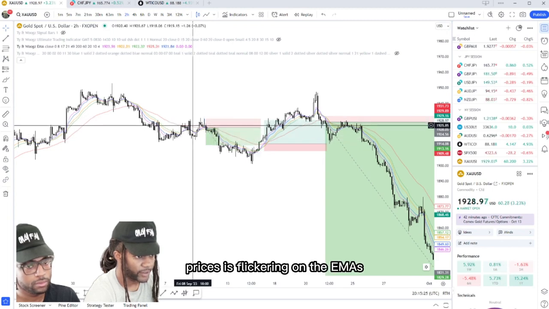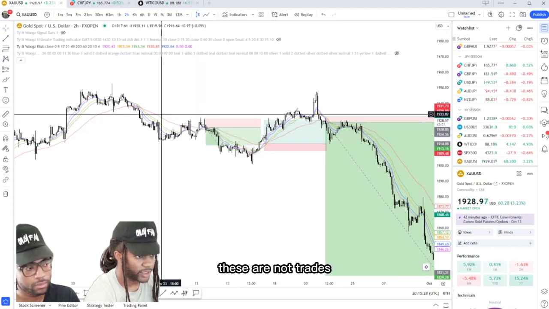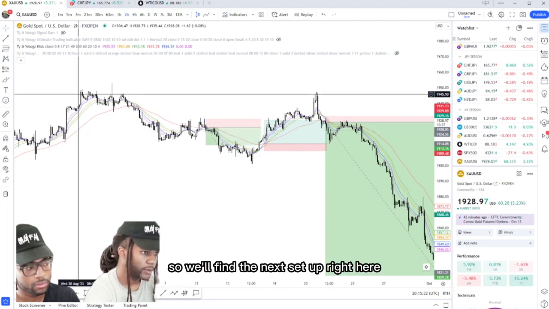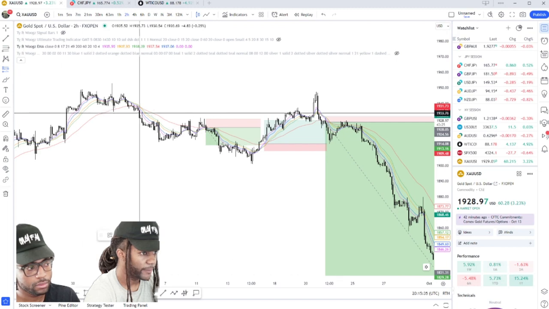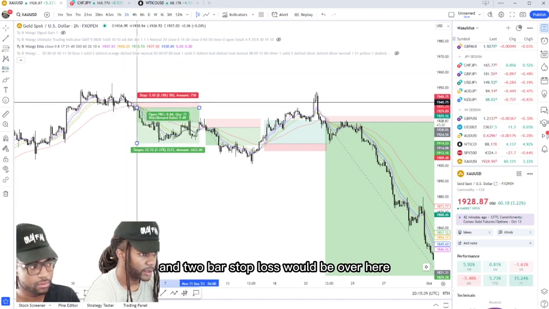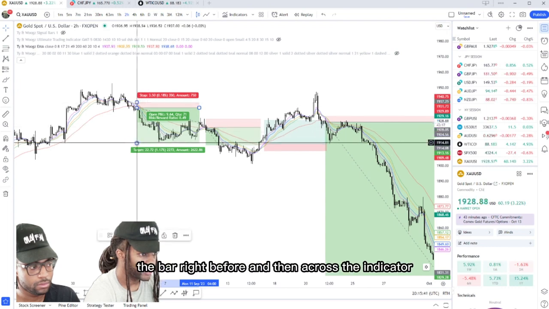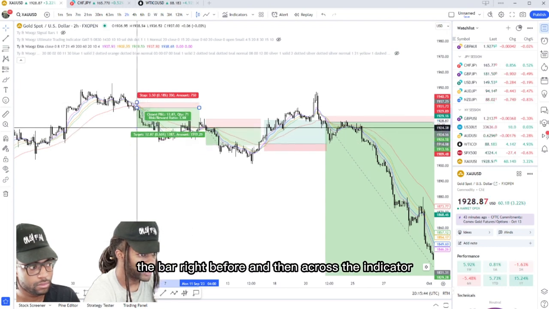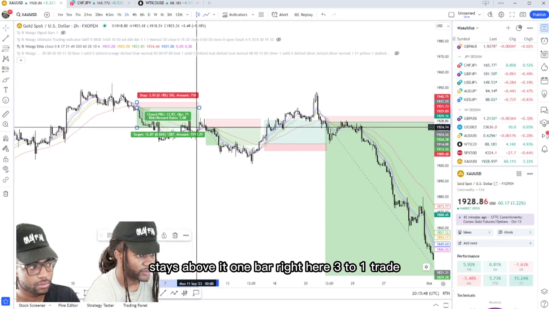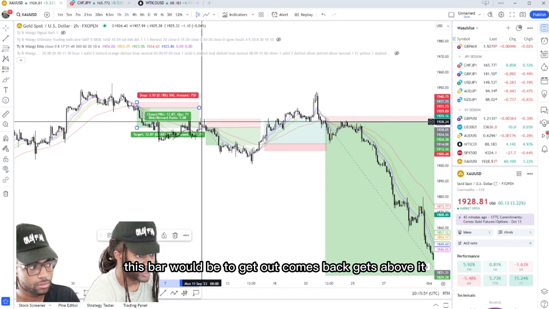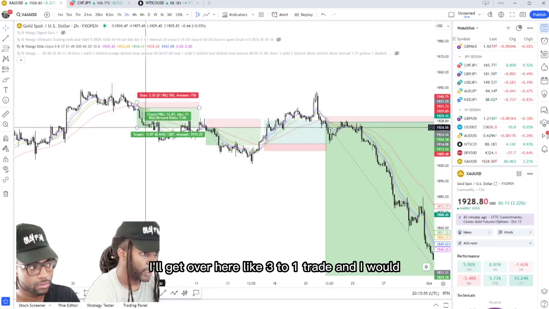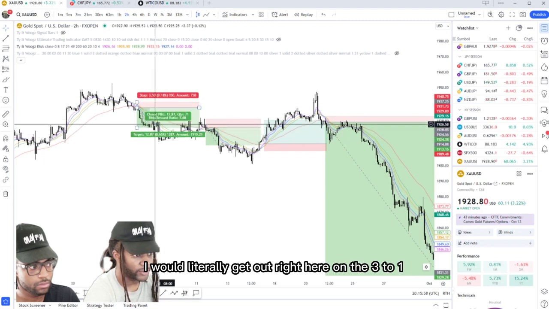Right here, price is just flickering on the EMAs. These are not trades. Price has to be below and close below it with 2 bars. So we'll find the next setup right here. Price came below it, closed below it, and 2 bars. Stop loss would be over here, the bar right before, and then it crosses the indicator and it stays above it, 1 bar right here. 3-to-1 trade. This bar would be to get out, comes back, gets above it, or get out over here like 3-to-1 trade. And I would literally get out right here on a 3-to-1.